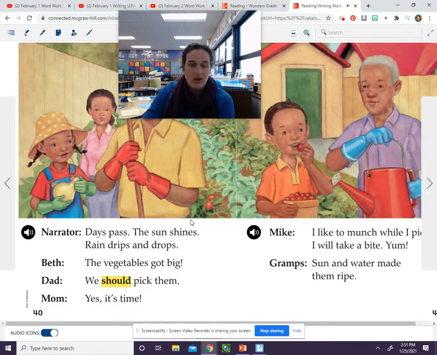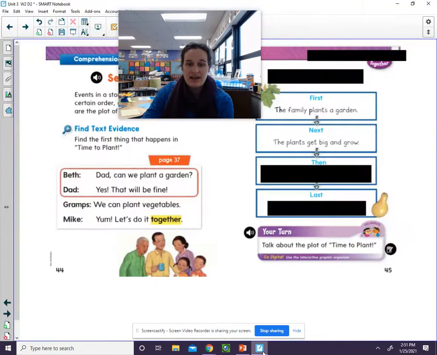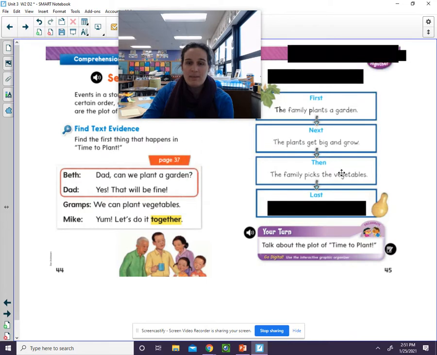So what did they do after the plants got big? Then they pick them. So that's what we're going to add to our chart. Then the family picks the vegetables. Now we need to find out what the family does last.